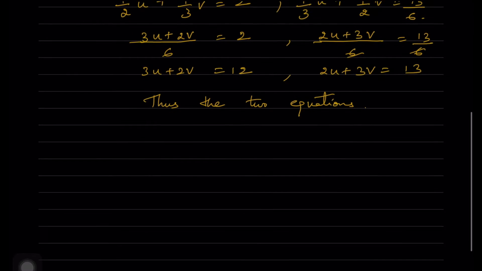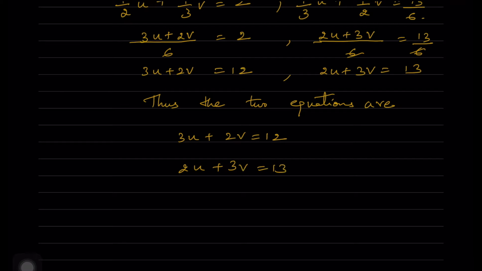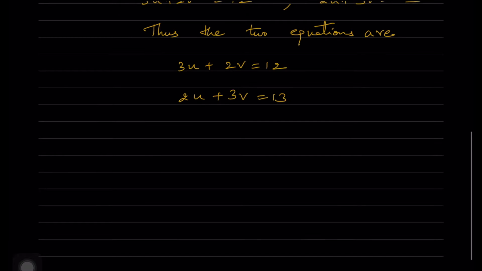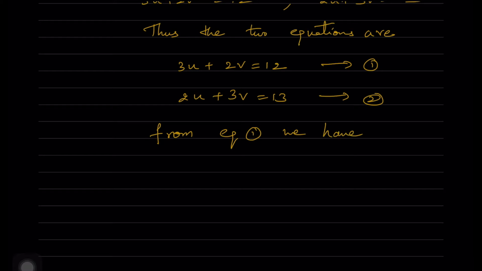So thus the two equations are 3u plus 2v is equal to 12 and 2u plus 3v is equal to 13. Now we are going to name these equations as equation 1 and equation 2. So here we can solve it by the substitution method, considering the first equation.